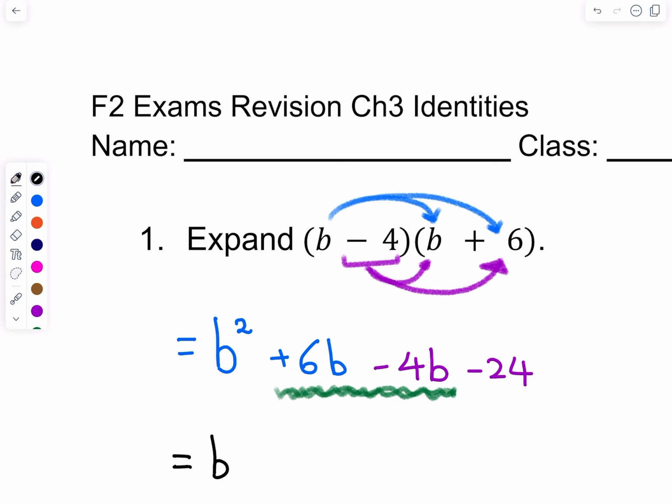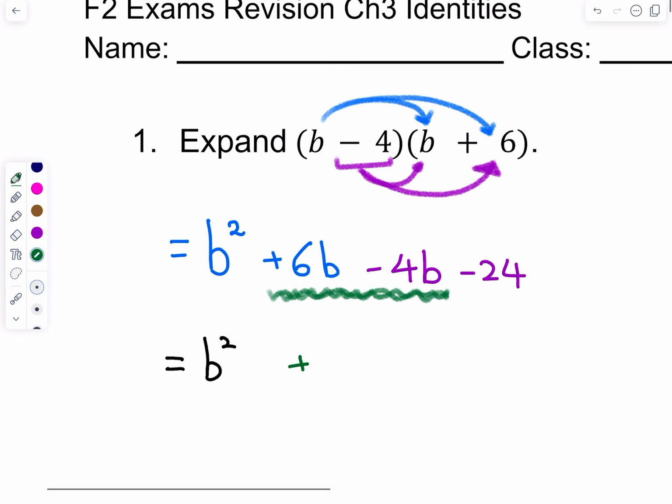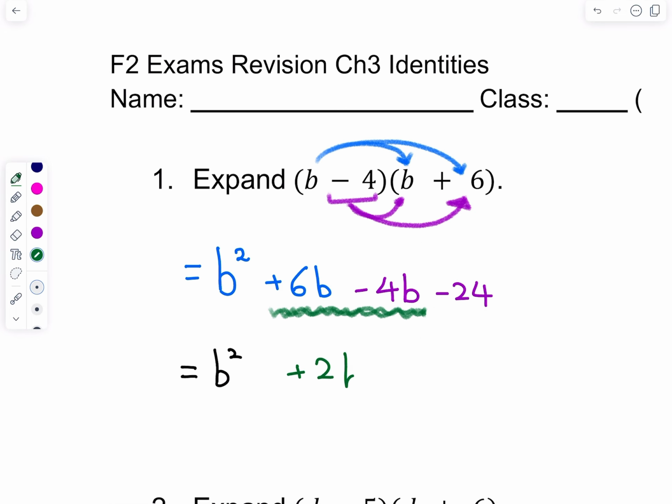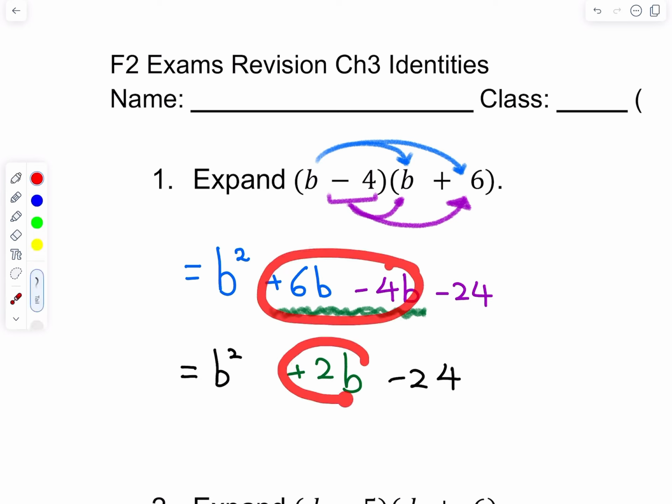b squared, we did not do anything with it, just keep writing it there. Just for this part, because we changed it to 2b, and then the last part also is not changing. All right, so that is your whole answer. Just the middle part, calculate it until here.